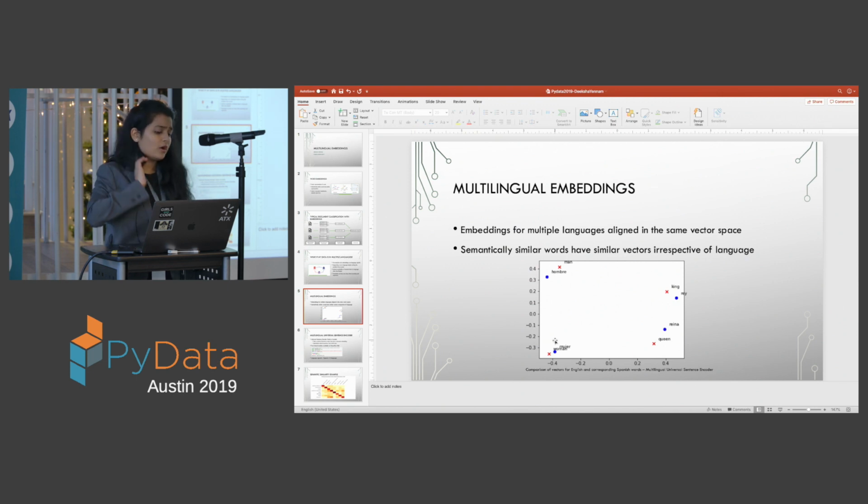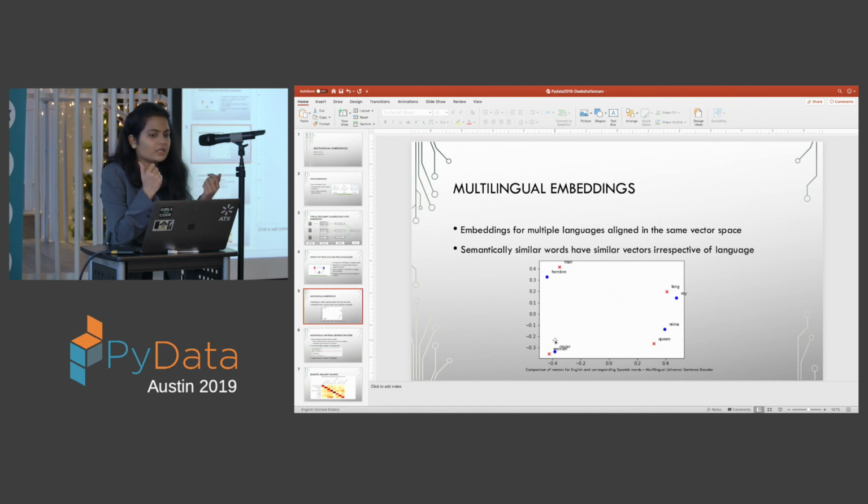So there are a couple of pre-trained multilingual embeddings available. One of the first ones that I used was by Facebook. It's called MUSE, Multilingual Unsupervised and Supervised Embeddings. The way they did it is they took separate embeddings for 30 different languages, and they used bilingual dictionaries to map vectors from one language and another language onto the same vector space such that similar words in both languages have similar vectors. And that's the way they trained it. So now you have all these vectors for 30 different languages that are aligned in one single vector space.